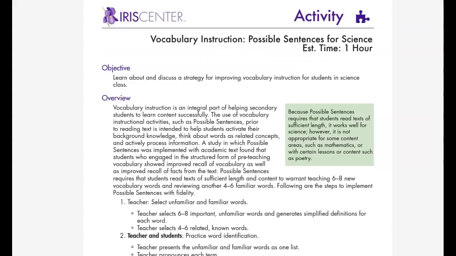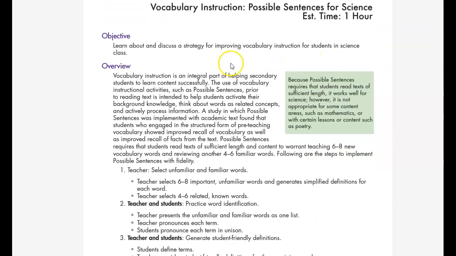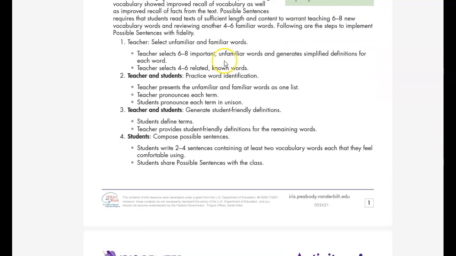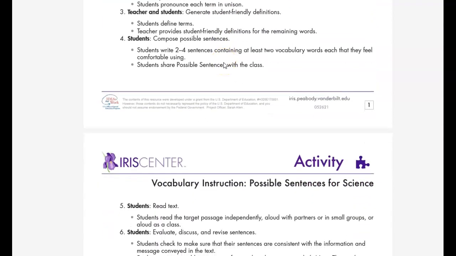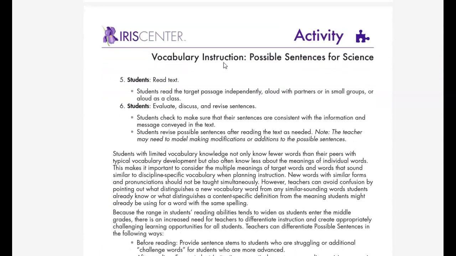So let me show you the IRIS, what it looks like. So it's vocabulary instruction, possible sentences for science. It should take you about an hour. And again, if this is something you're really interested in, you can go to the IRIS Center and search for possible sentences for social studies and ELA. All right, so you're gonna read this overview. Okay, it's going to teach you everything you need to know. Vocabulary instruction. It also kind of goes along with chapter 3, right? Vocabulary and concepts. So we're building on what we've already learned previously.